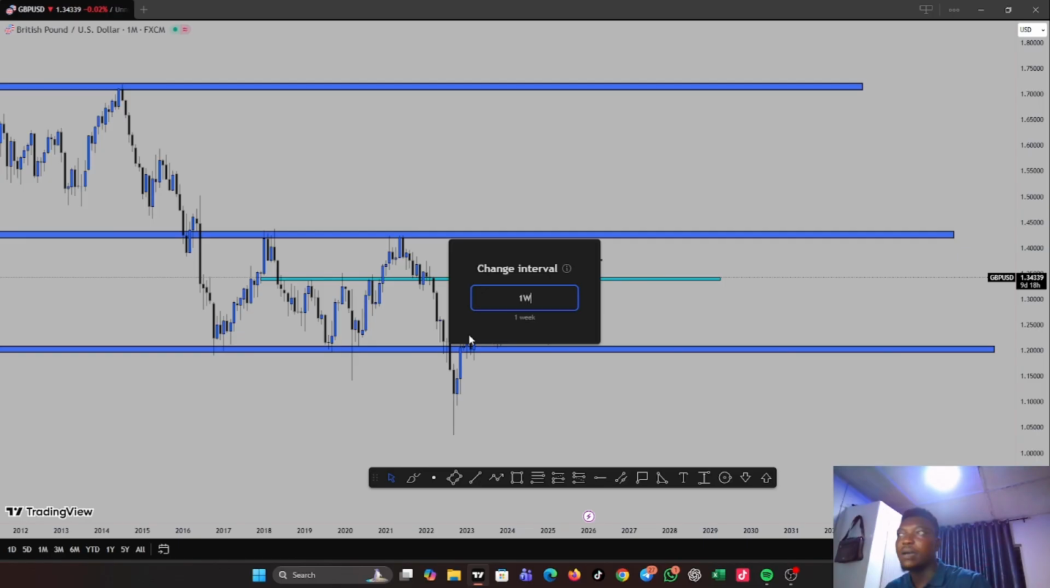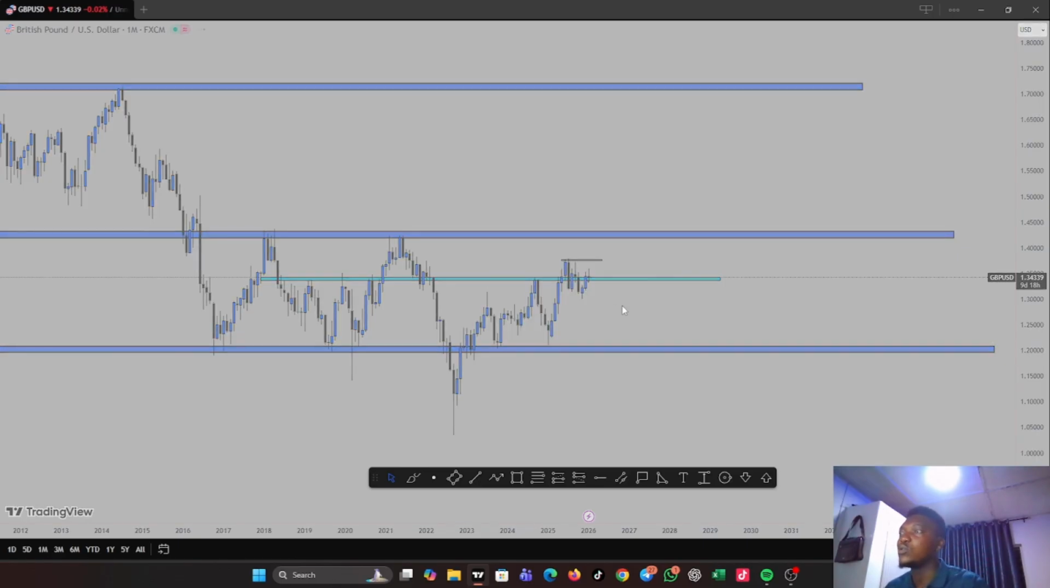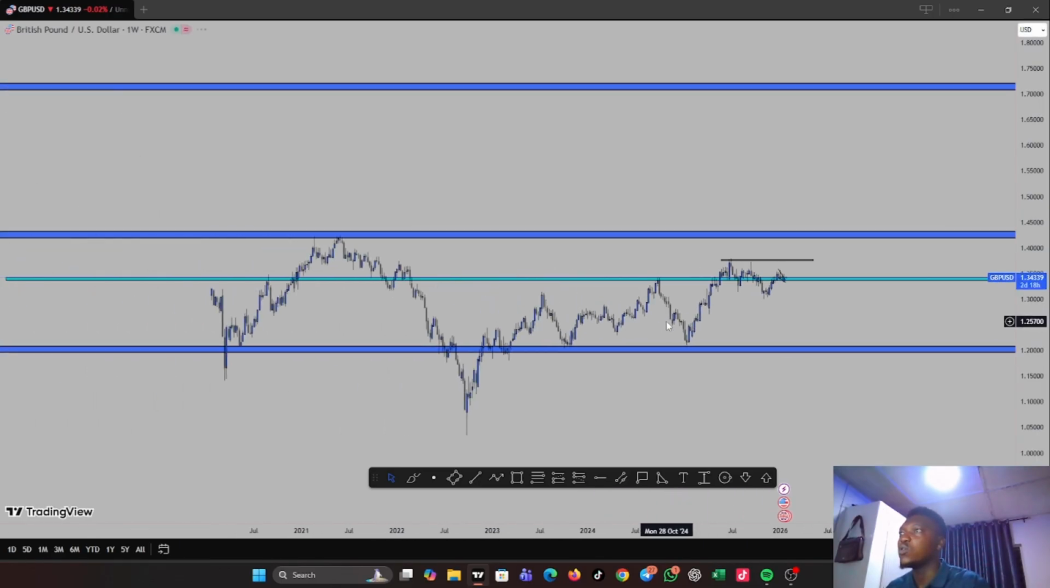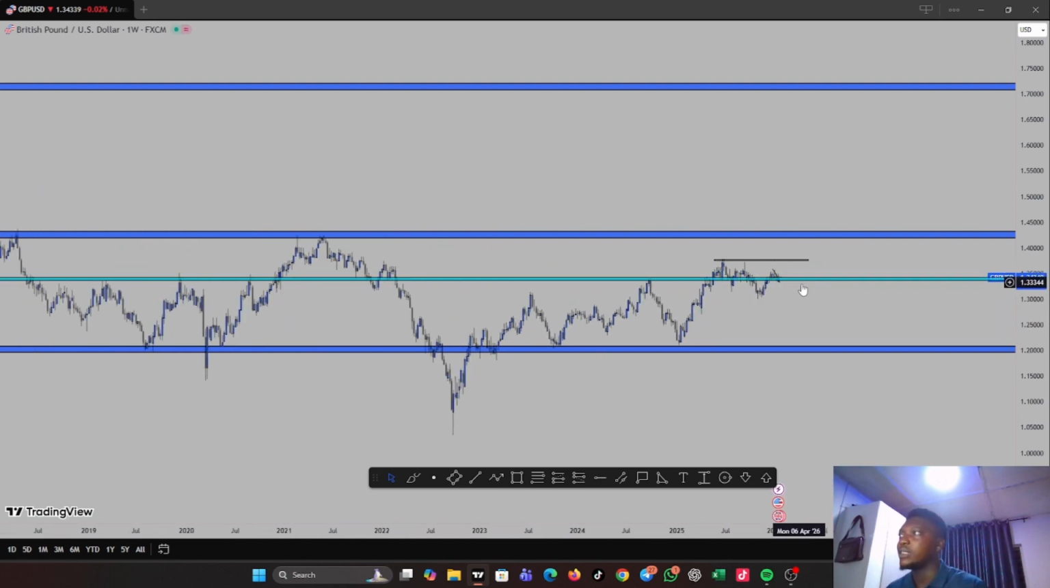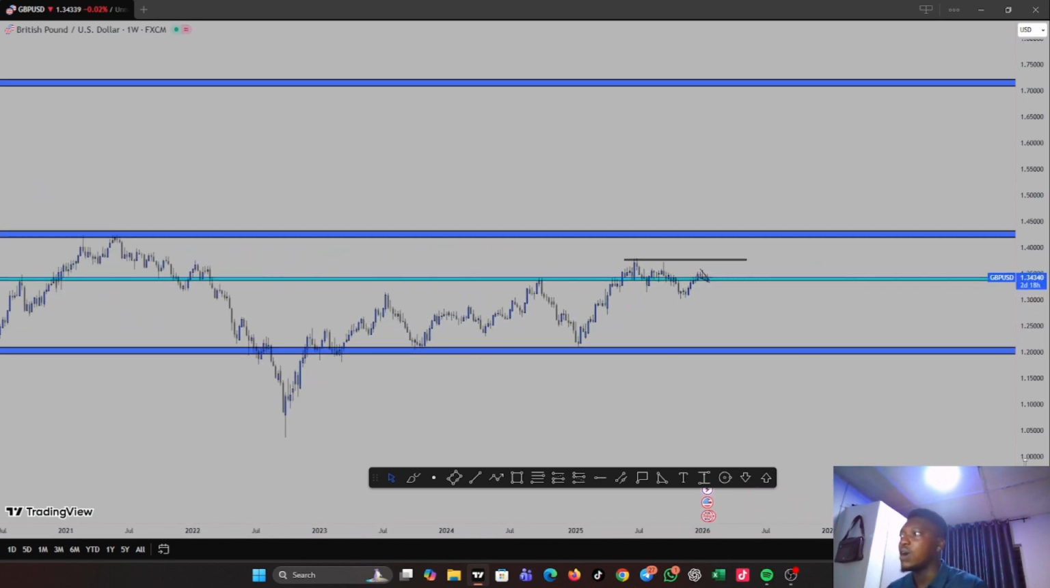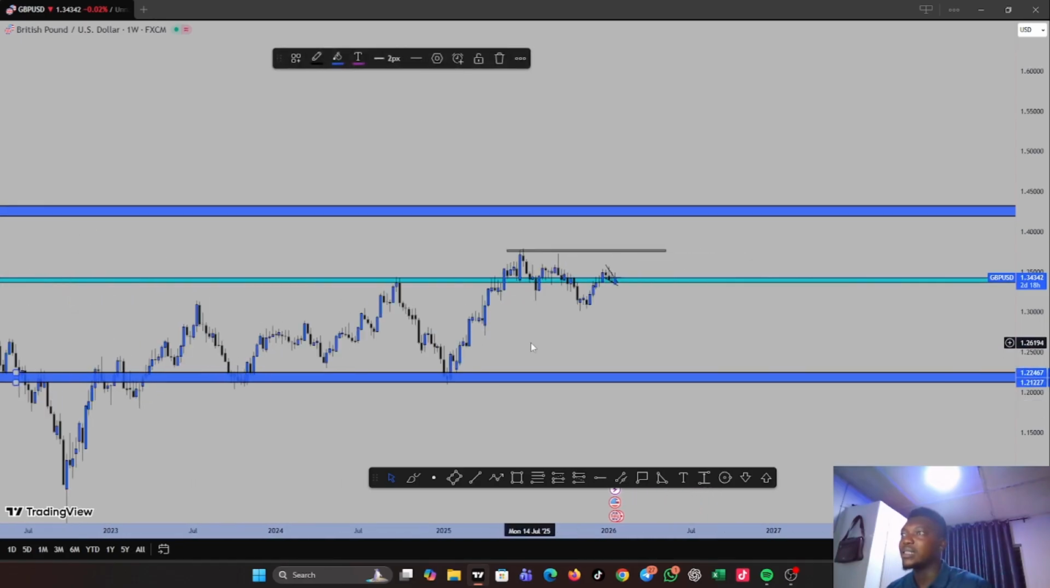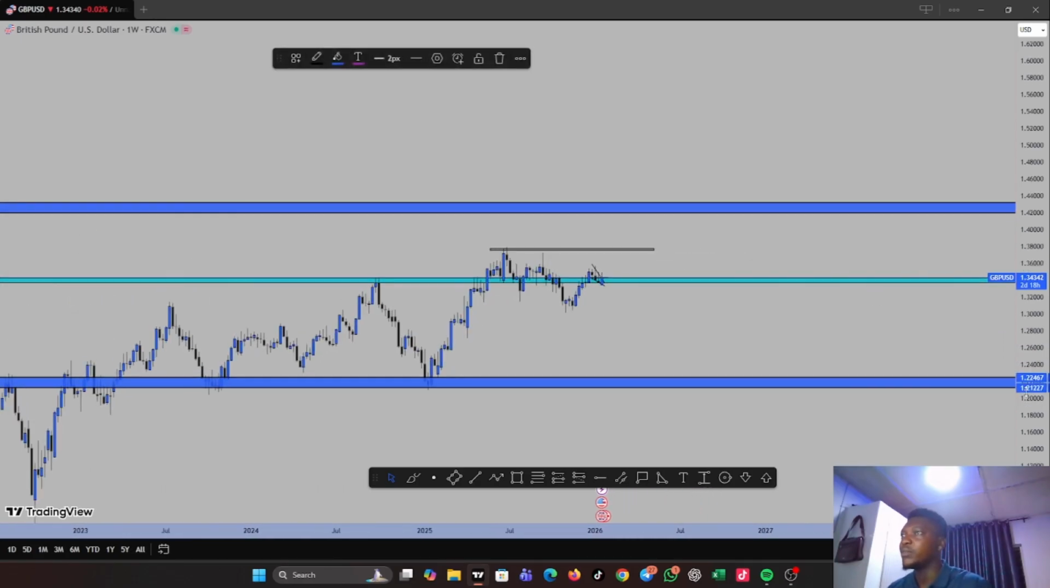Then to see that better, we can go down to our weekly chart. On the weekly chart, it is where I mark this light blue bar for my minor zone. We can see how price has previously respected this level, and then we can see how price is currently reacting to this same level.